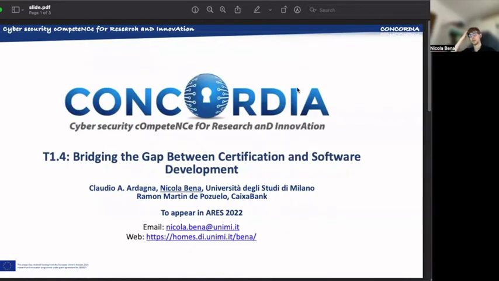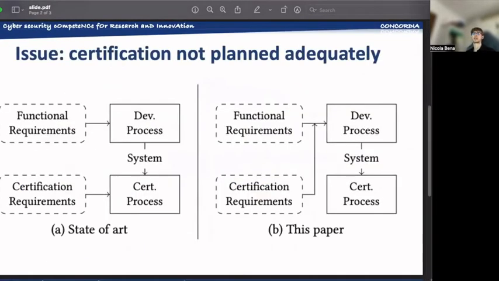Hi, I'm Nicola Bena from the University of Milan, presenting our work in Task 1.4, Bridging the Gap between Certification and Software Development. The issue nowadays is that certification is not considered adequately in software development, or it is not considered at all. And this is a problem because certification can boost the trustworthiness of the developed software.